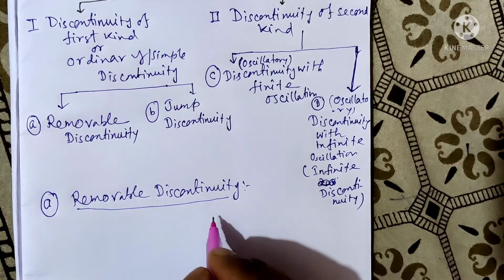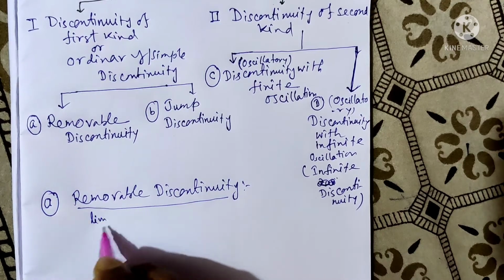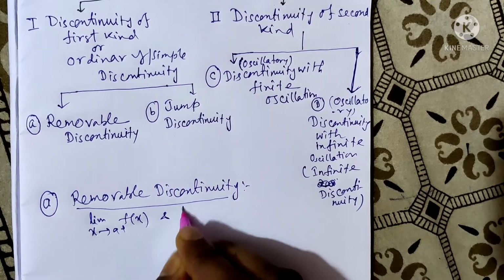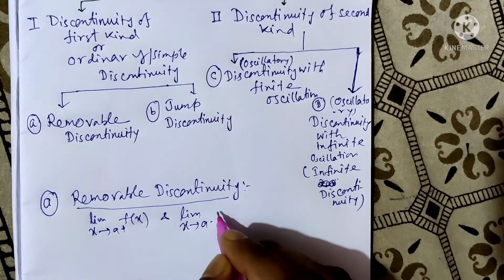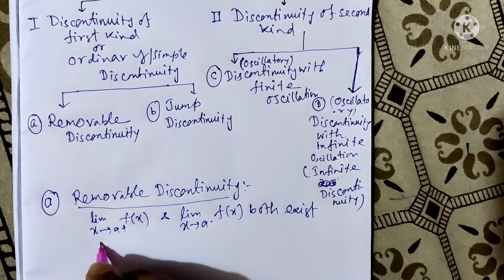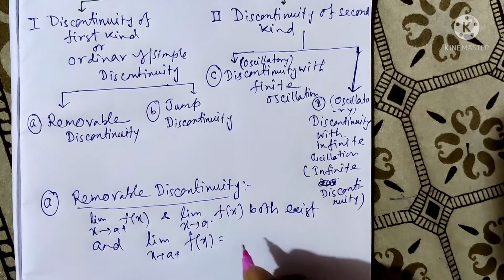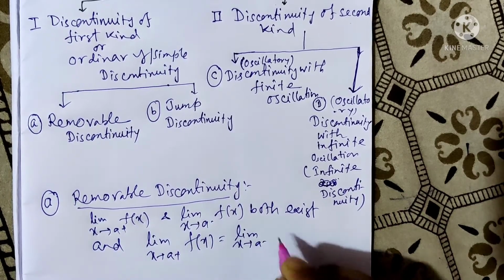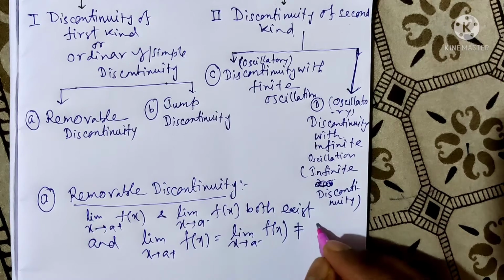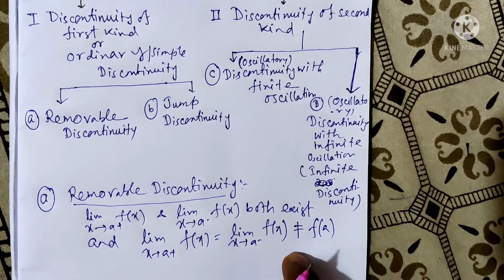First, removable discontinuity. What is removable discontinuity? The limit as x tends to a plus of f(x) and the limit as x tends to a minus of f(x) both exist, and the limit as x tends to a plus of f(x) equals the limit as x tends to a minus of f(x), but not equal to the value at the point, f(a). This kind of discontinuity is called removable discontinuity.